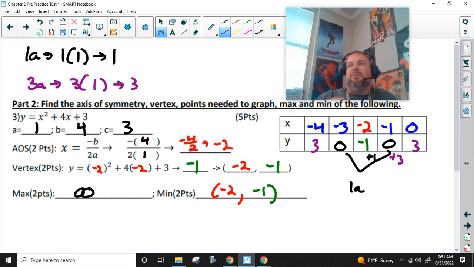Okay. Now, believe it or not, if you know how to do this stuff right here, you should be able to pick out the right graph of a quadratic on a standardized test.